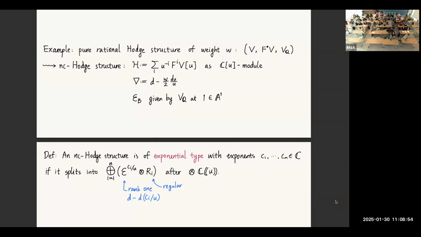So we know by the Levelt-Turrittin theorem, when we restrict to this formal punctured neighborhood, it's split, but not necessarily in this form. And sometimes we also need a ramified cover. So here it's said to be of exponential type if after this tensoring it is split into this simple form. So it's some rank 1 bundle tensor with some connection with regular singularity. And on this rank 1 bundle, we have the connection given by b minus b di over u. Now, a priori, you might get more complicated things. It's said to be of exponential type if it's of this simple form.